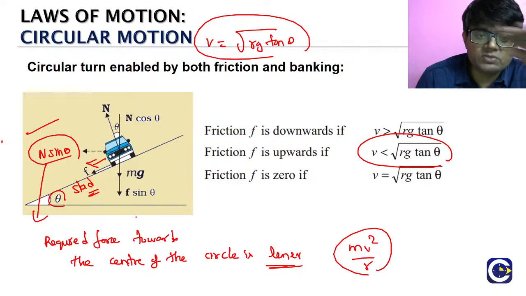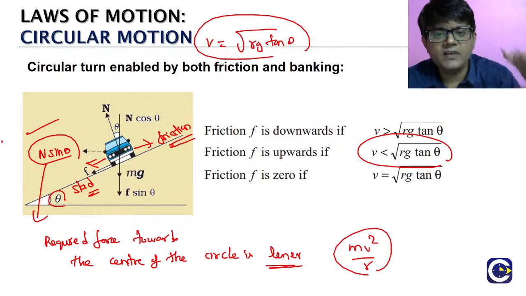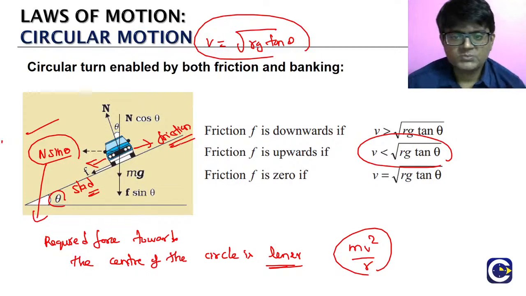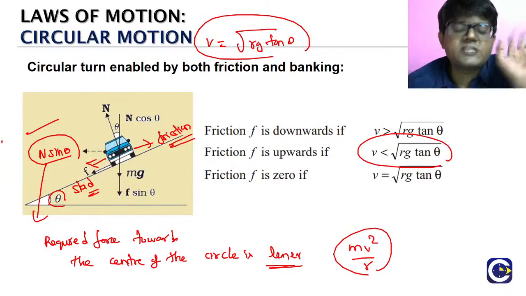The car is trying to skid towards the center of the circle, which means friction will try to oppose it, right? So friction will be acting exactly in the opposite direction. Friction will be acting up the plane. So here friction will be changing its direction depending upon the speed.